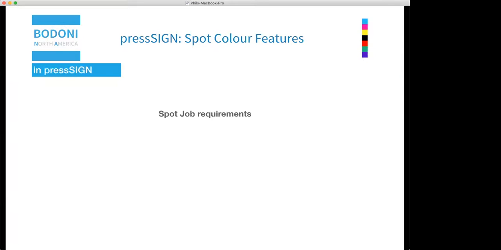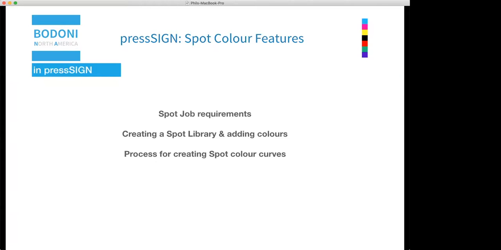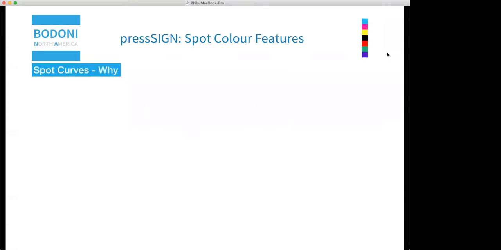So what I'll be covering today is the requirements for making spot color measurements, creating a spot color library and adding colors, the process for creating spot color curves, choosing VLT or SCTV, and some of the other spot color features as we have time during the presentation, not necessarily in that order.